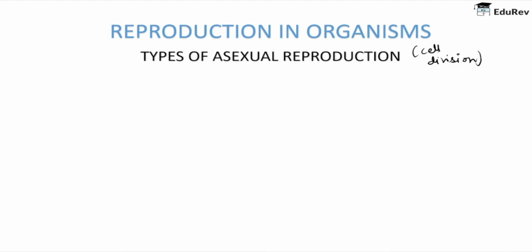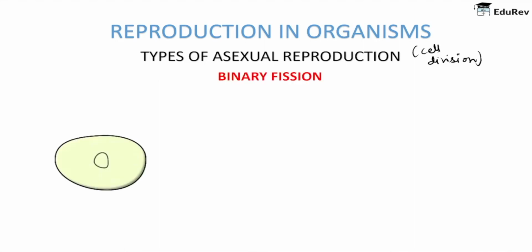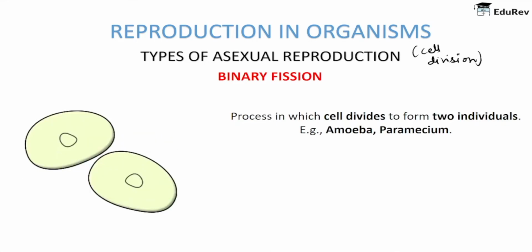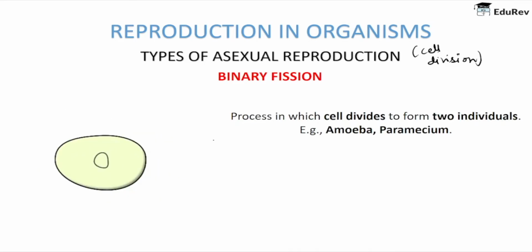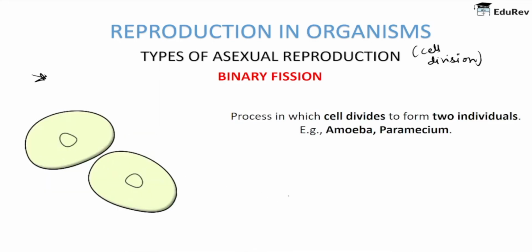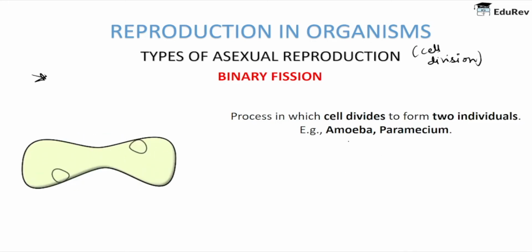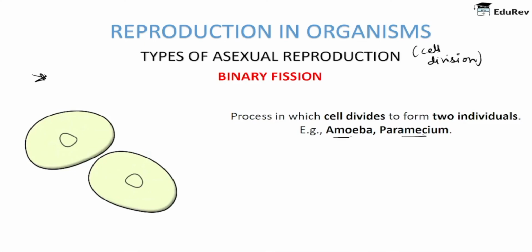So let us dig more into its types, and we will first start with binary fission. Binary fission is basically a very simple division in which a cell divides to form two individuals. As you can see in this animation, the cell is being divided to form two new individuals or two new cells. So this type of division is generally seen in amoeba and paramecium.